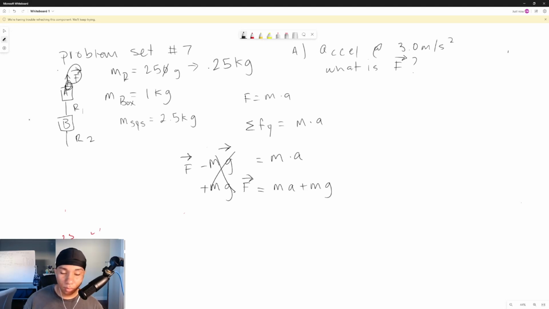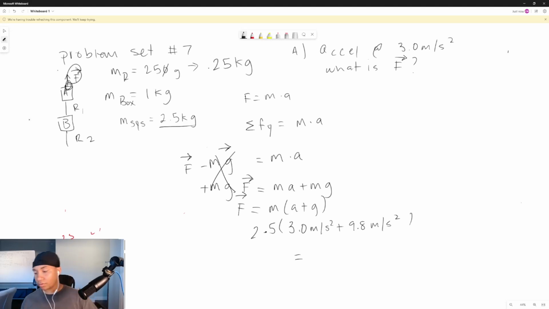So we could factor. You can do it with factoring or not factoring. It just makes it a little simpler, with fewer numbers to plug in. So your force is equal to mass times acceleration plus gravity. We know our acceleration was 3.0 meters per second squared, and our gravity constant is 9.8 meters per second squared. You multiply this number by the mass of the whole system, which is 2.5 kilos, and you should get an answer of 32 newtons. This is for the A part.